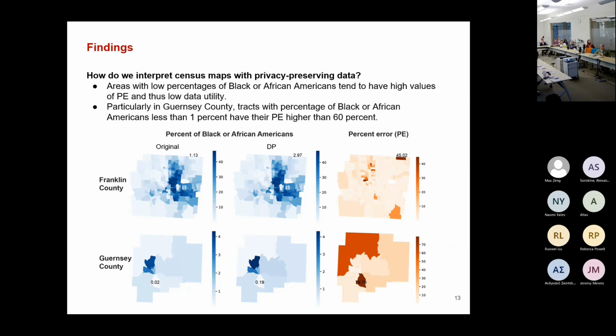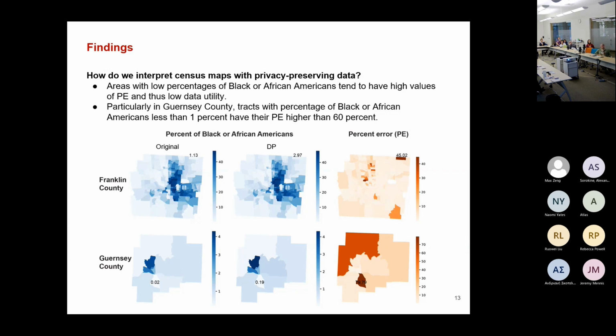So here we map the percent of Black or African Americans using the original synthetic microdata and the differentially private synthetic microdata. We also compute the percent error to indicate how differential privacy may affect census data and census maps. And there are several takeaway conclusions from these maps.